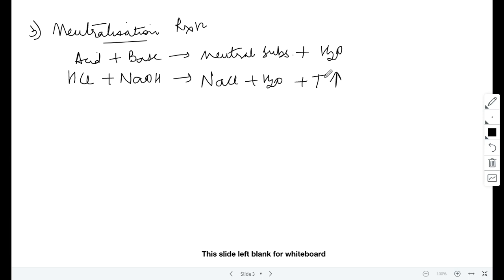Increases or decreases? Wait, exothermic. It increases. See, I've been telling you everywhere, the temperature increases, because heat is released to the surroundings. You're telling me that the energy of the reactants will be more than the products.